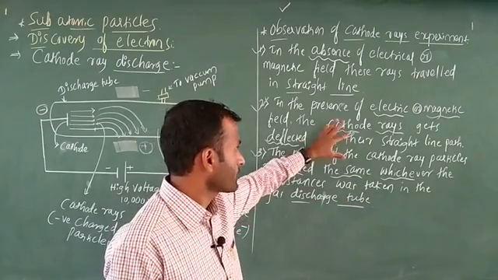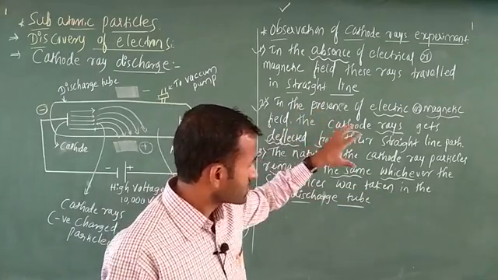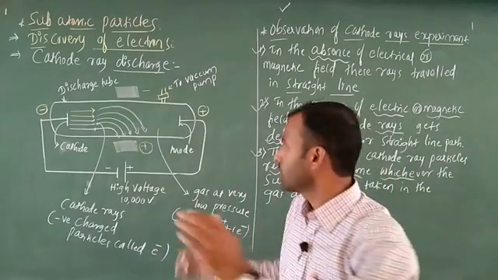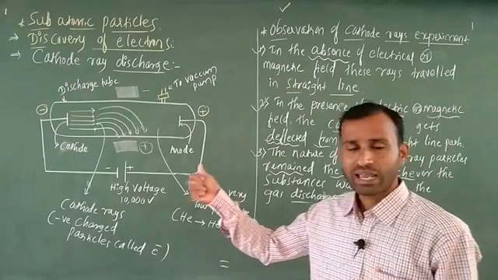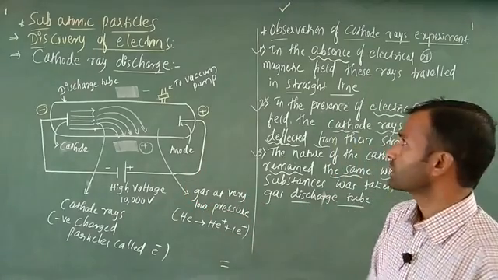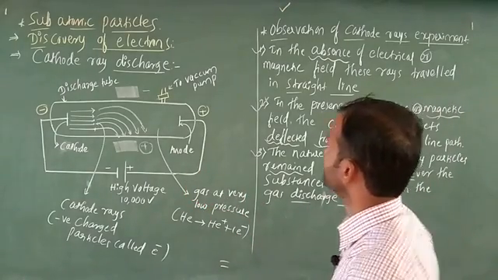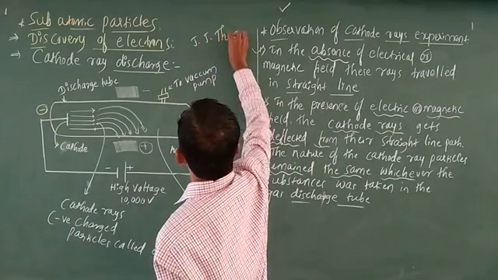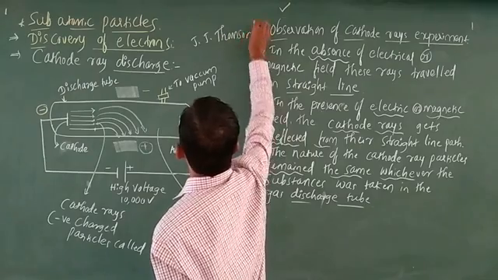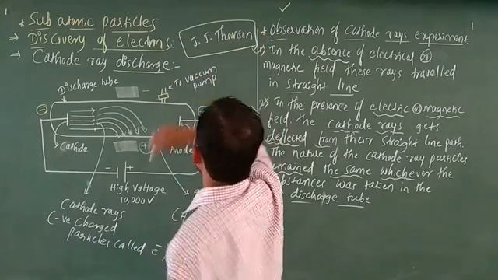Next, the most important point in this case: with the help of all these things, finally we come to a conclusion, which is the discovery of the electron. The electron was discovered by the most important J.J. Thomson. Okay, the electron was discovered by J.J. Thomson. That is the name of the scientist.